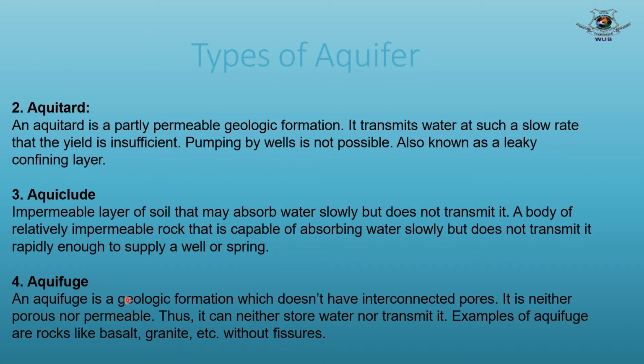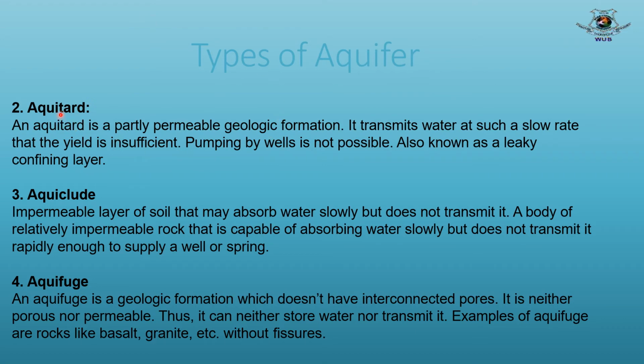Aquifuges. An aquifuge is a geologic formation that does not have interconnected pores. It is neither porous nor permeable. Examples of this kind of material are rocks like basalt and granite, which can neither store water nor transmit it. This type of material is called an aquifuge.